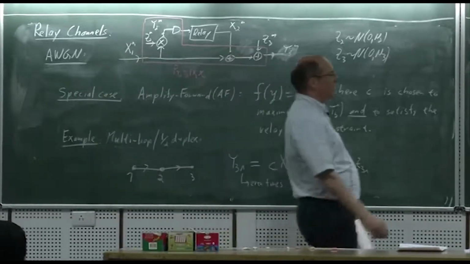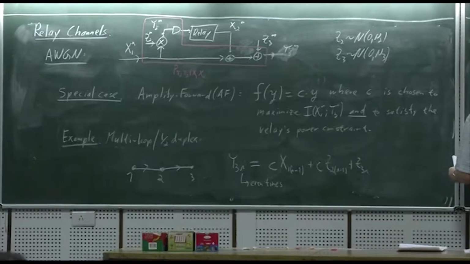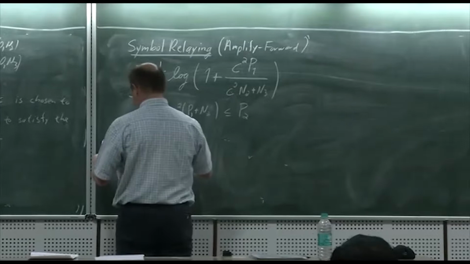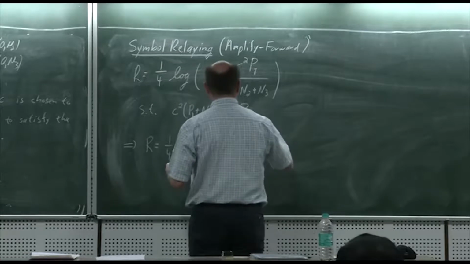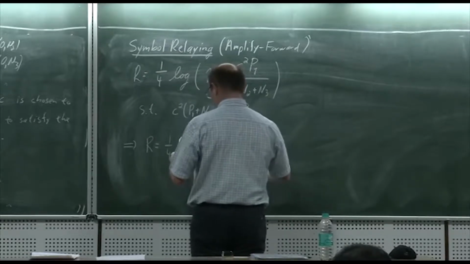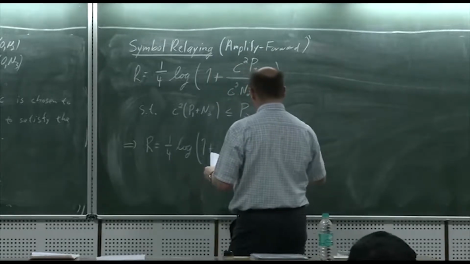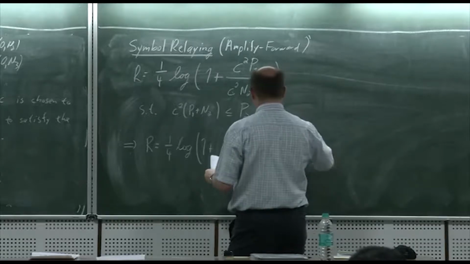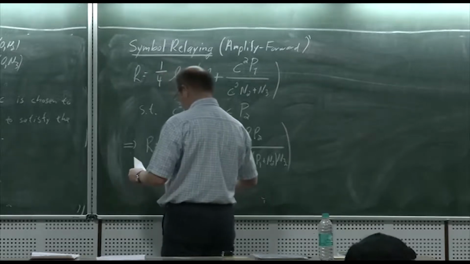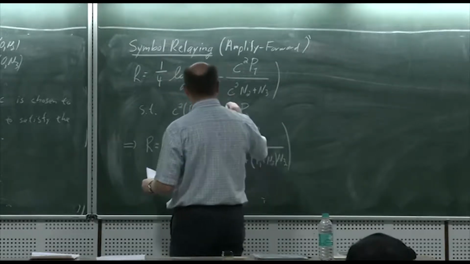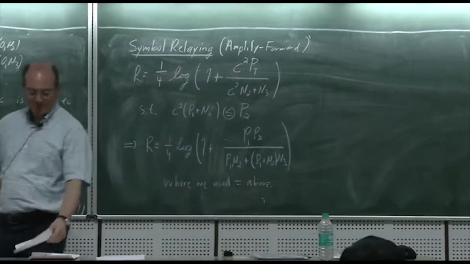If you do this optimization, you'll see that we want equality here, and so the rate will become 1/4 log, and the final expression looks as follows: 1 plus P1 P2 divided by P1 N2 plus P1 plus N2 times N3, where we used equality above.